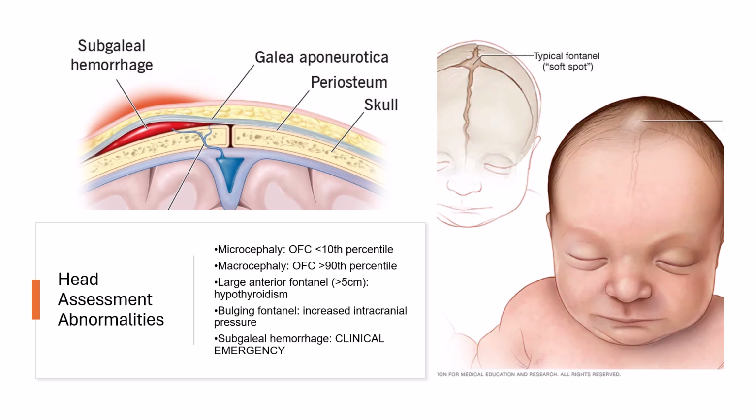And subgaleal hemorrhage represents a true clinical emergency. This bleeding between the scalp aponeurosis and pericranium can lead to massive blood loss and shock. The exam frequently tests your ability to distinguish between these conditions and determine appropriate management.